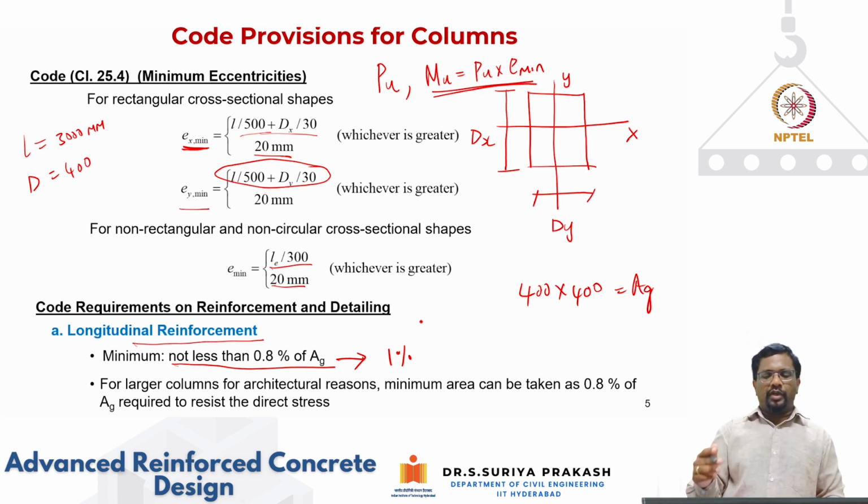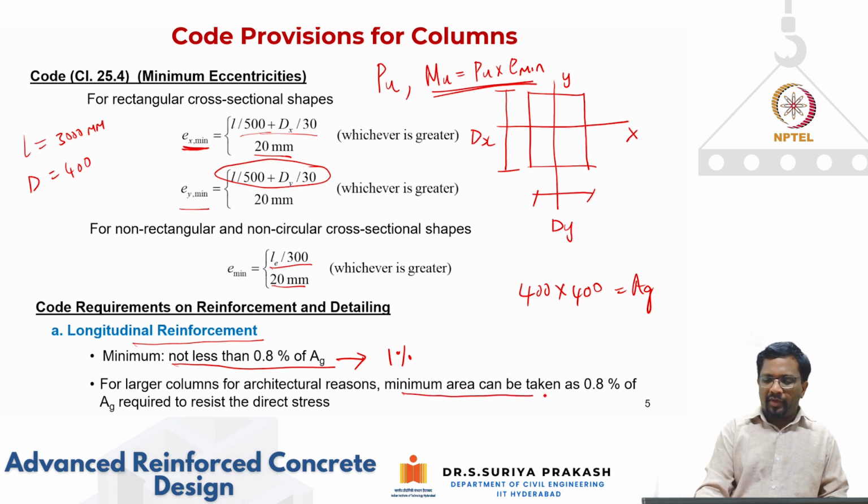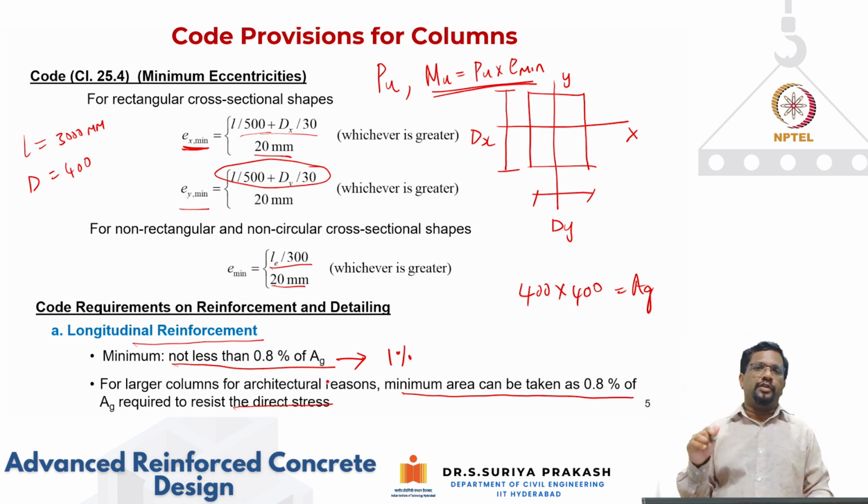Now, for example, sometimes for architectural reasons, for aesthetic purposes, if you are keeping a larger column, then the minimum reinforcement can be lowered because it is not taking a major load, but the architect wants it for aesthetic reasons. In such cases, the minimum area can be taken as 0.8 percent of the Ag that is required to resist direct stress. That means whatever axial compression and bending moment you're getting from your analysis, you calculate the cross-section area that is required to resist that stress. Then that area you consider in your calculations of your minimum reinforcement requirement.